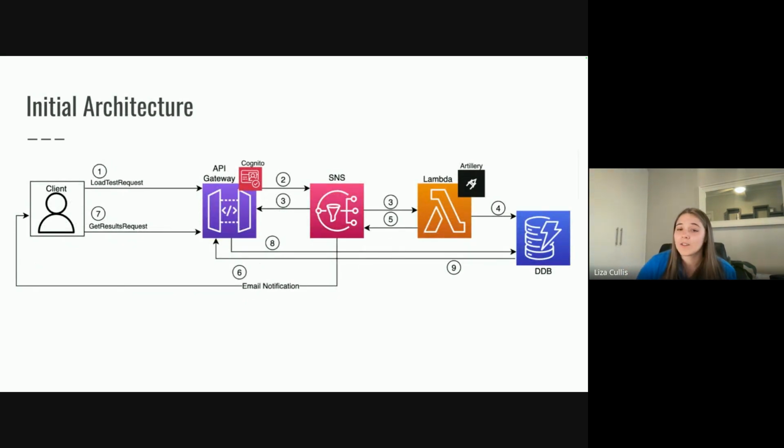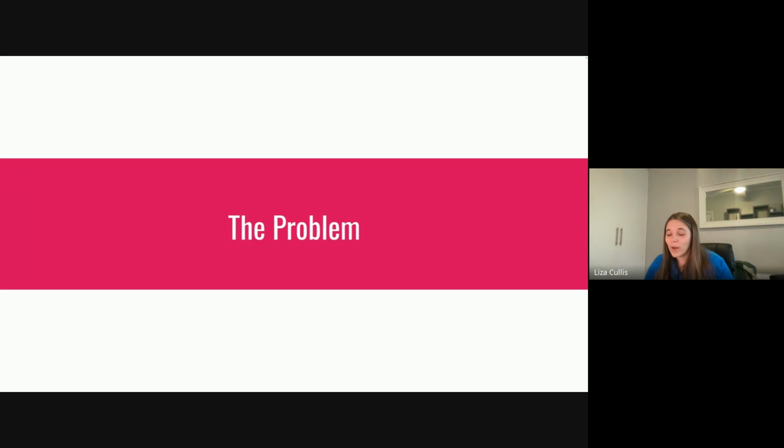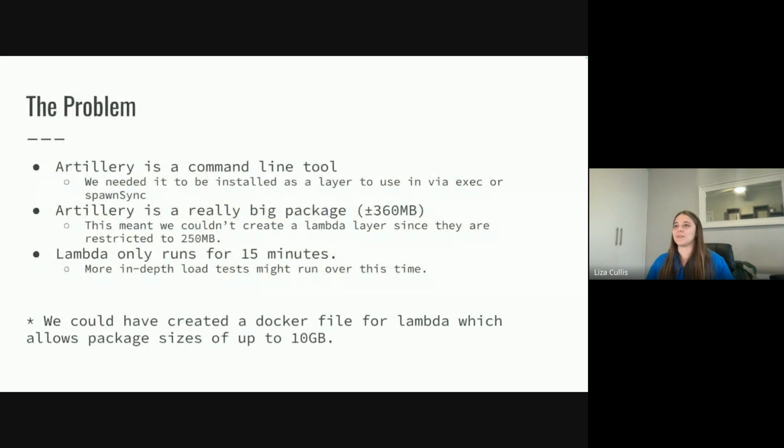So this was the very initial architecture that we decided on. A client sends a request to API Gateway, which would trigger an SNS topic, and that would trigger a Lambda. The Lambda would use the details in the load test request and send them through to Artillery and run that. The results would be stored in DynamoDB, and then we'd send an email notification letting the client know once the test is finished running. That's all good and well, but there were obviously some problems with that.